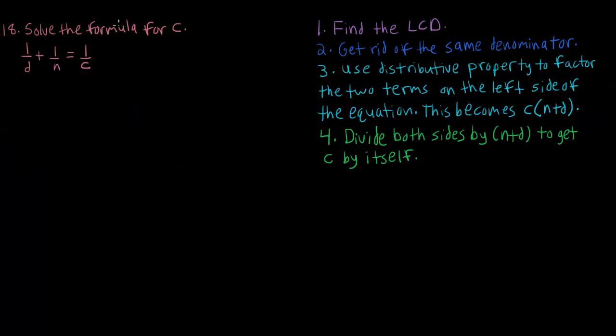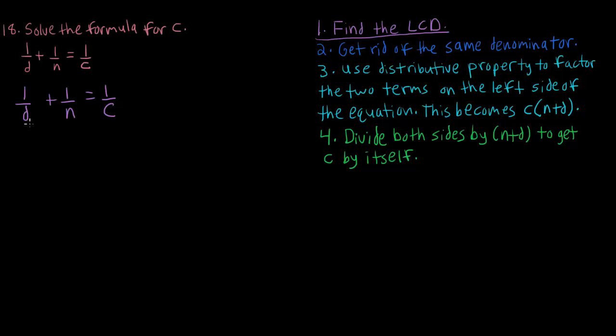Solve the formula for C. 1 over D plus 1 over N equals 1 over C. Step 1. Find the LCD. So just rewrite our equation. 1 over D plus 1 over N equals 1 over C. Now we want to find the lowest common denominator for the 3 fractions.